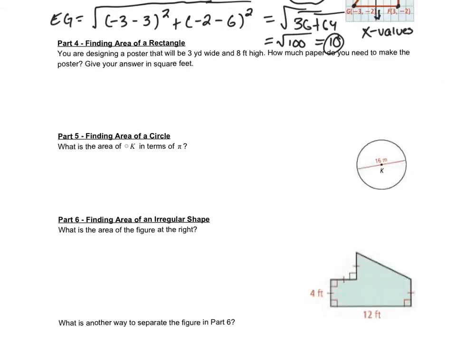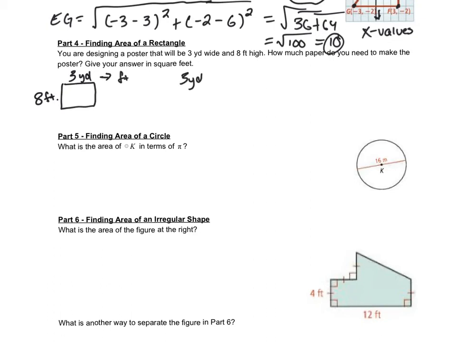So in part 4, we are designing a poster that would be 3 yards wide and 8 feet high. How much paper do you need to make the poster? I'm just going to draw a little picture. So it's 3 yards wide and 8 feet high. Well, here our units are different, so I'm going to convert 3 yards into feet. Let's go ahead and do that.